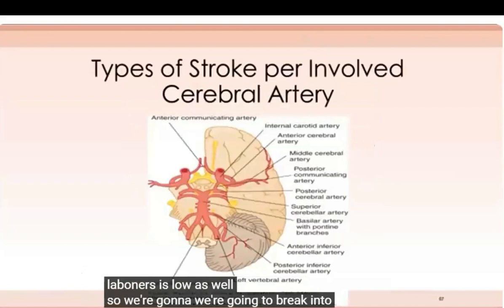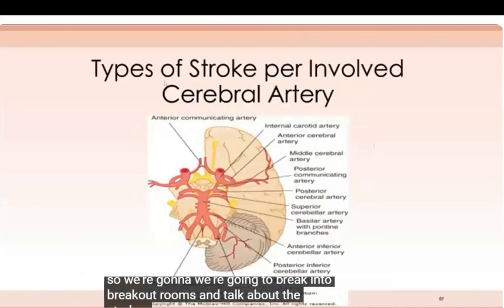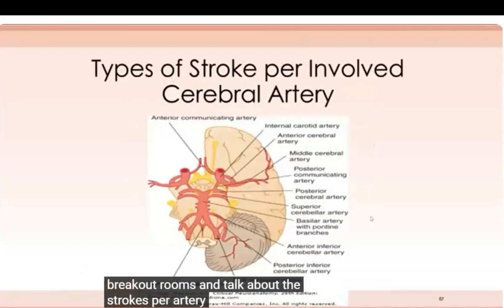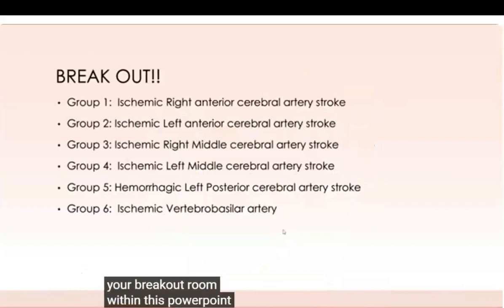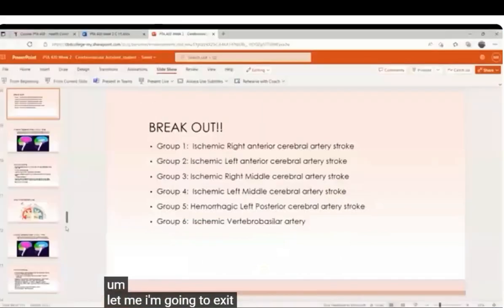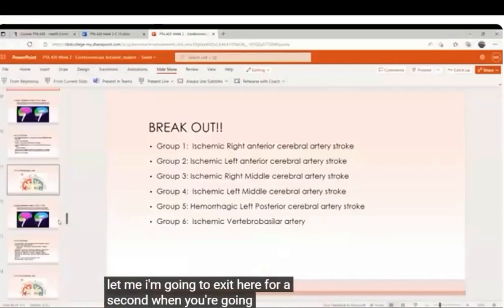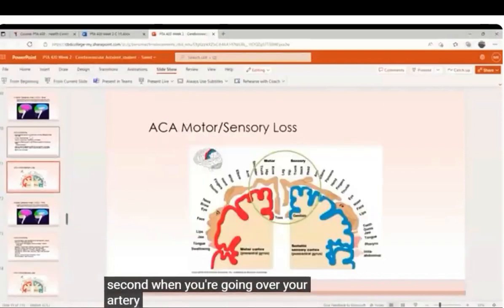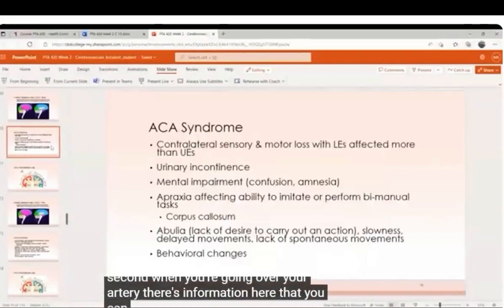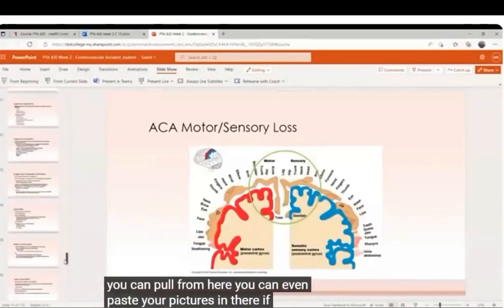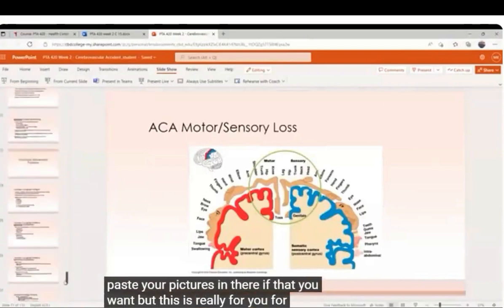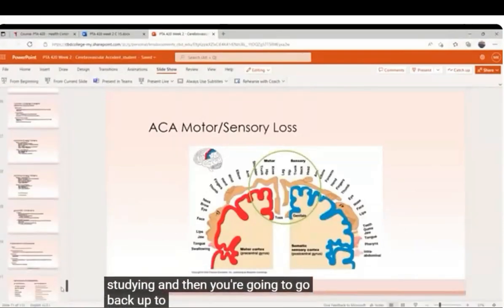We're going to break into breakout rooms and talk about the strokes per artery. You can find all that you need for your breakout room within this PowerPoint. I'm going to exit here for a second. When you're going over your artery, there's information here that you can pull from. You can even paste your pictures in there if you want, but this is really for you for studying. And then you're going to go back up to the top to look for your medications.